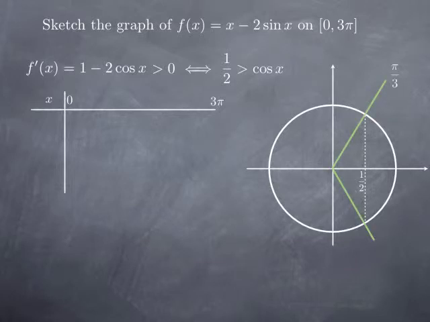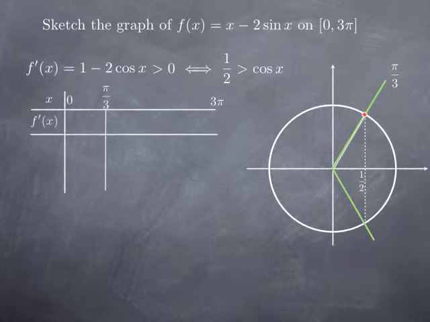So at pi over 3 in particular, the cosine is going to be 1/2. Similarly at negative pi over 3. For the angle we're interested in, we start at angle 0, and you see that if the angle is between 0 and pi over 3, then the projection on the x-axis is greater than 1/2. Since the condition for f prime to be positive is that the cosine is less than 1/2, we find that the derivative is negative from 0 to pi over 3.